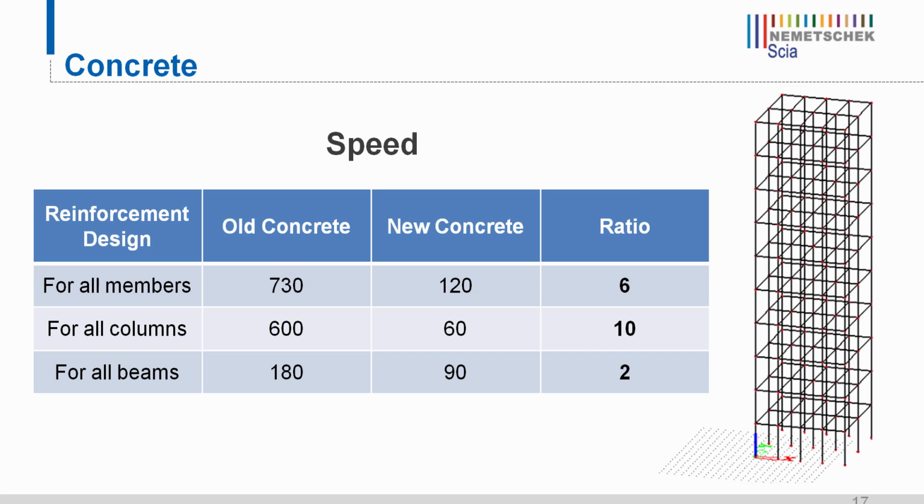Next you can see a table of an overview of speed compared with the old and new concrete. You can also see an image of the example. So for example, for the design, when you do the design for all of the members, it will be 6 times faster than previously. For all of the columns, it will be even 10 times faster, and for all of the beams, 2 times faster. So you can see also here a big improvement has been made for the columns.